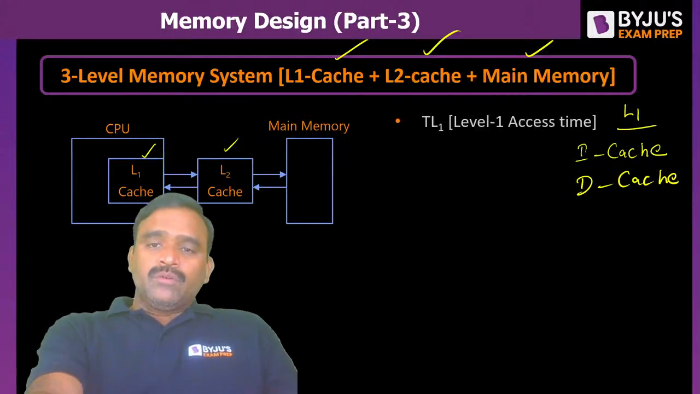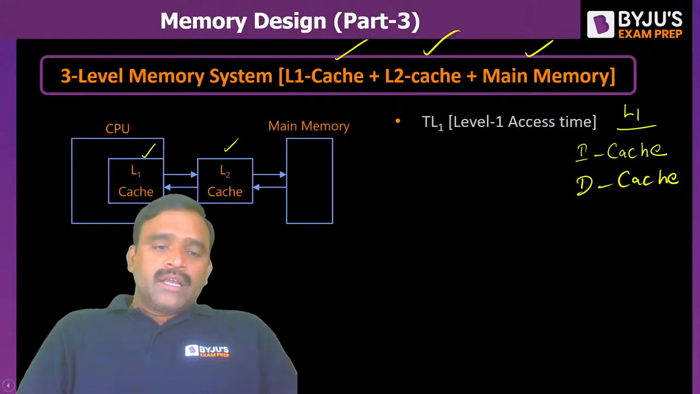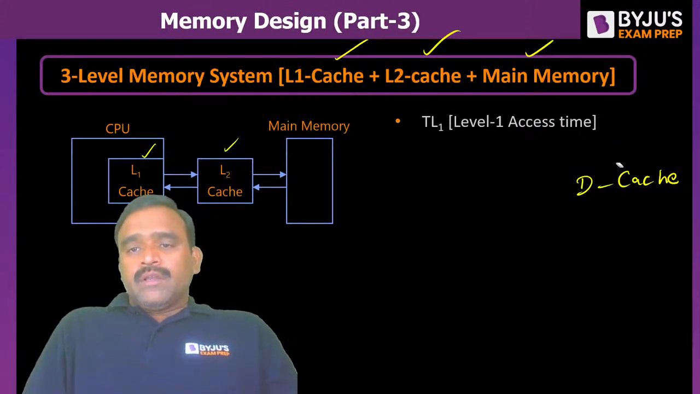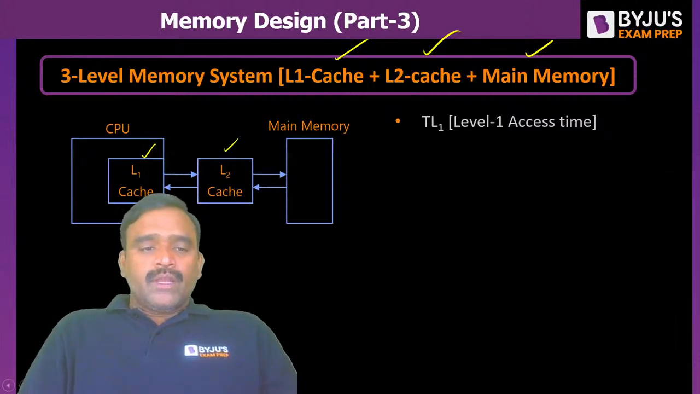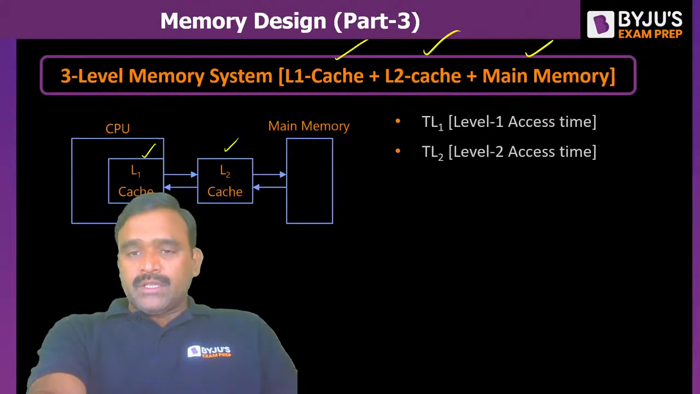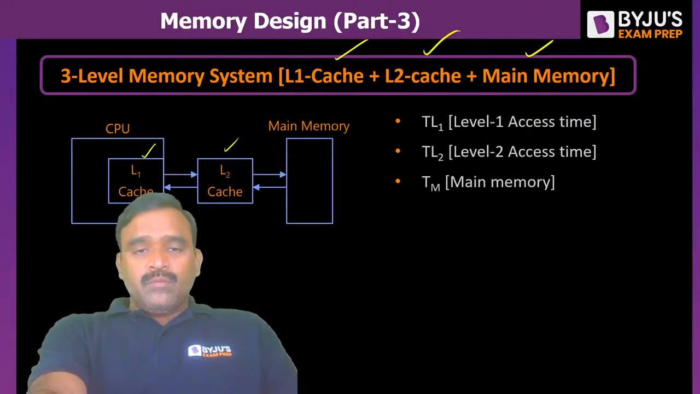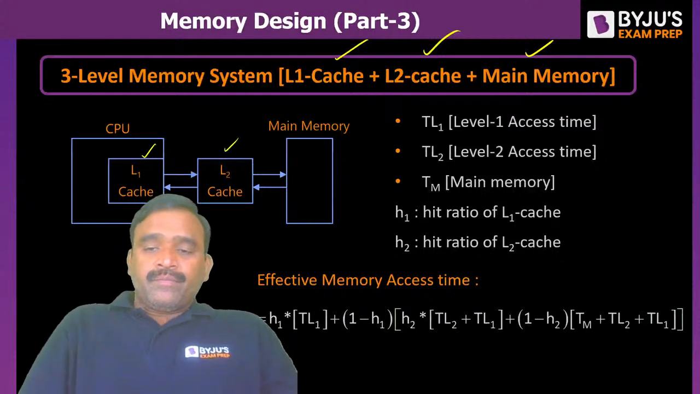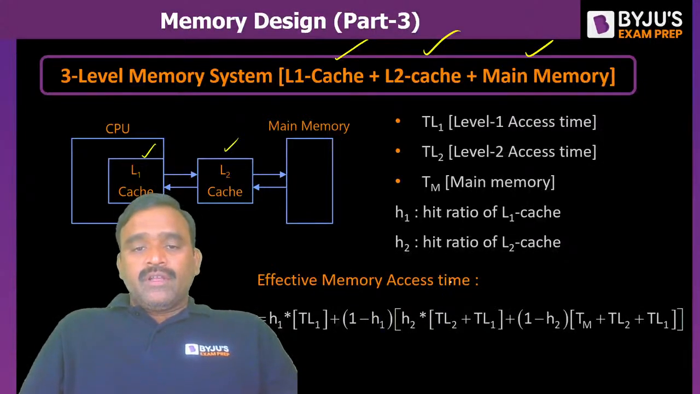Now coming to the notation: TL1 is the time to access level 1 cache, TL2 is the time to access level 2 cache, and TM is the time to access main memory. Then H1 is the hit ratio for L1 cache, H2 is the hit ratio for L2 cache, and the effective memory access time is like this. The formula you can just carefully observe.